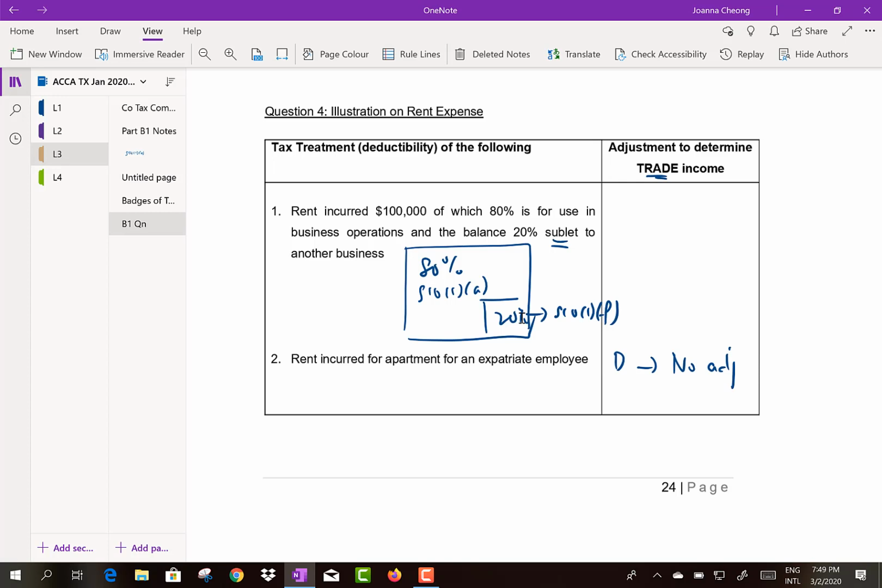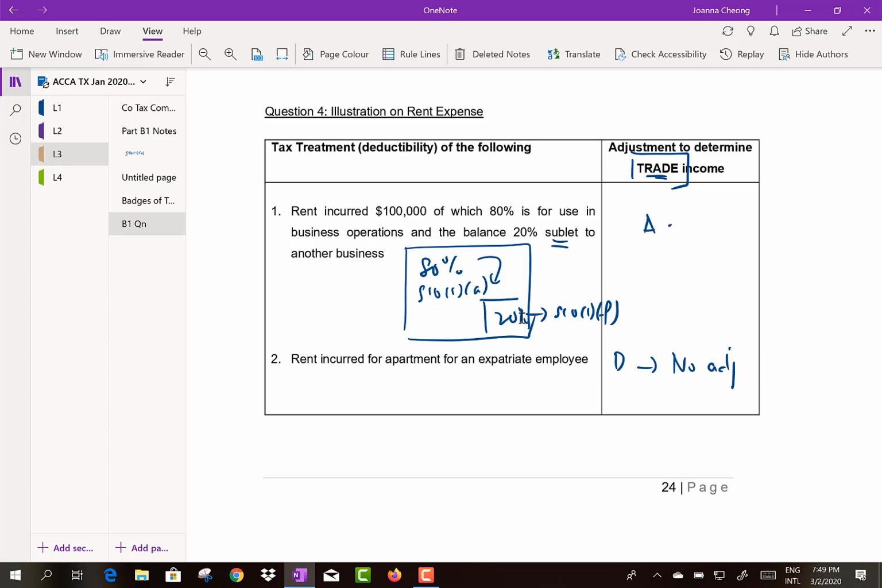So how much will be deductible against your trade income? The 80% obviously is for trade, right? So the 80% will be deductible against the trade income. However, the 20% of the 100K will not be deductible against the trade income. The 20% will be deductible against the rental income. Are you with me or not? So it's just matching. Tax is like that only. Not very complex, right? Yeah, just match the expense to income.